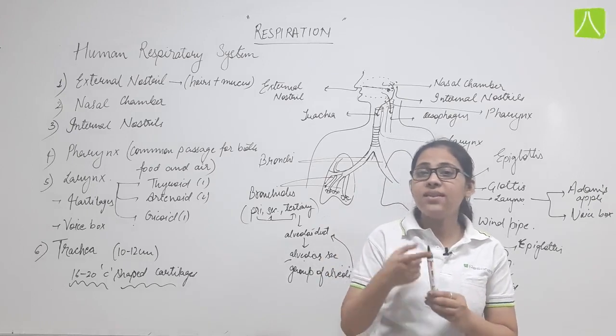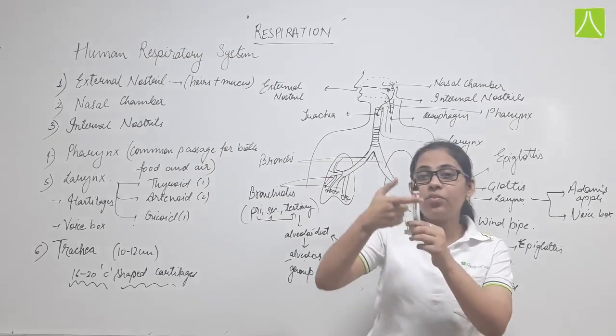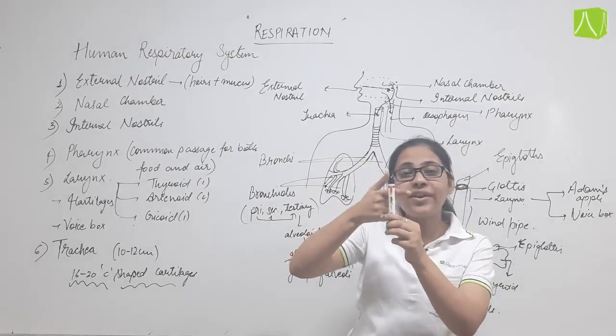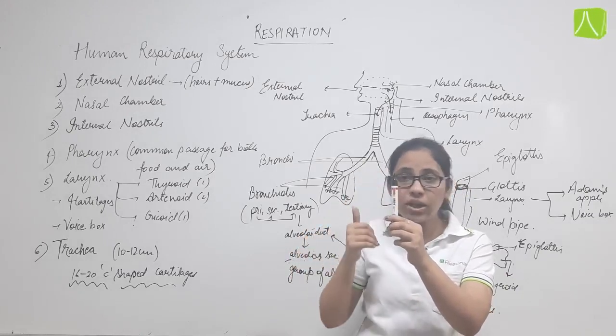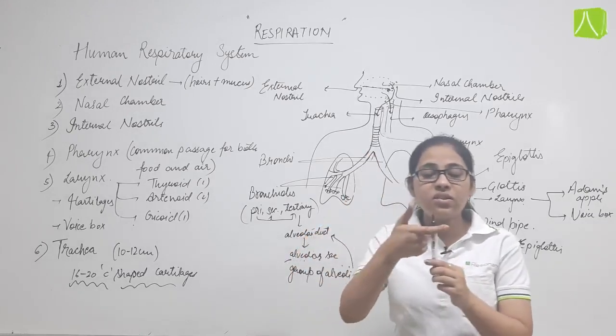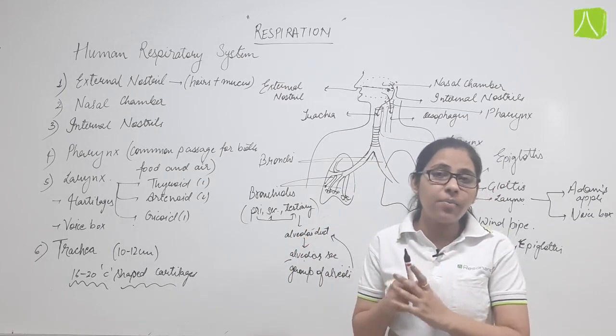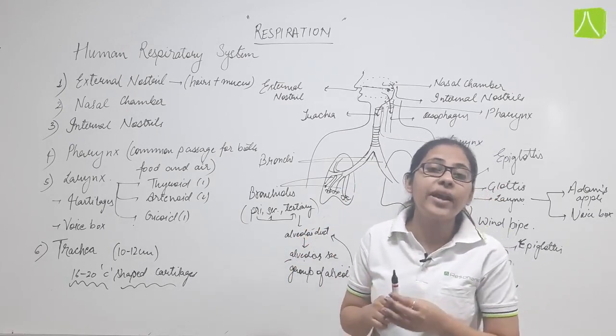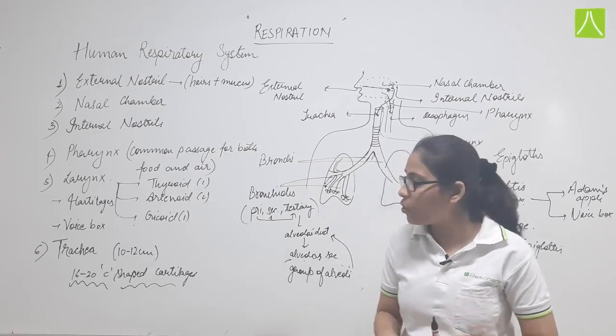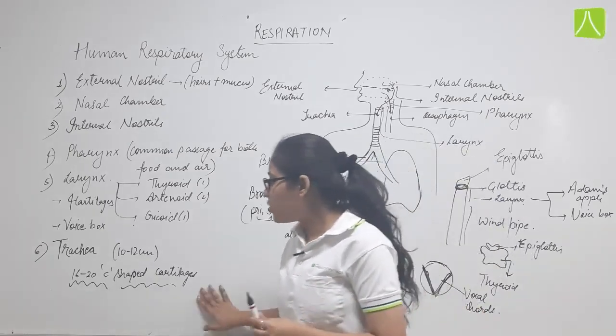I am repeating, these are C-shaped incomplete cartilages. They are present at the front part, but absent from the posterior part. So these C-shaped cartilages provide protection to the windpipe so that it won't collapse in the absence of air. These are the functions performed by C-shaped cartilages.